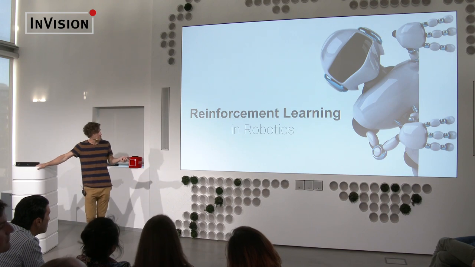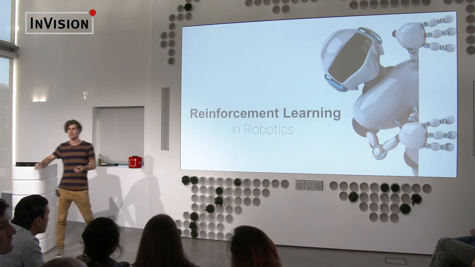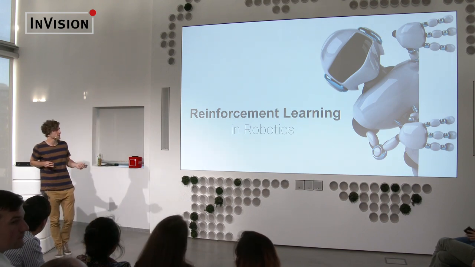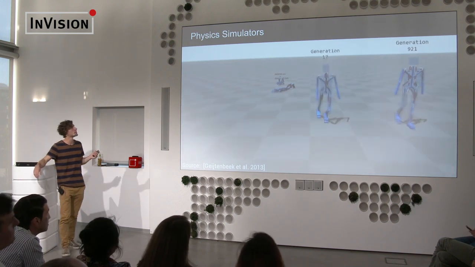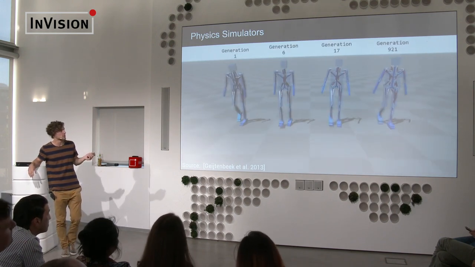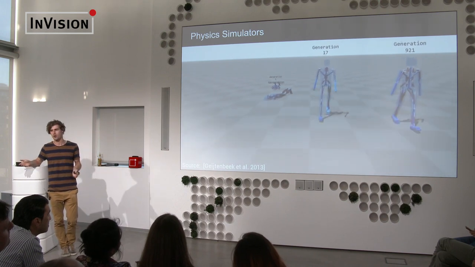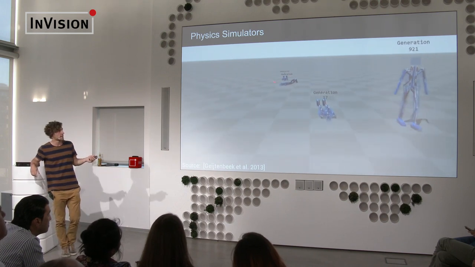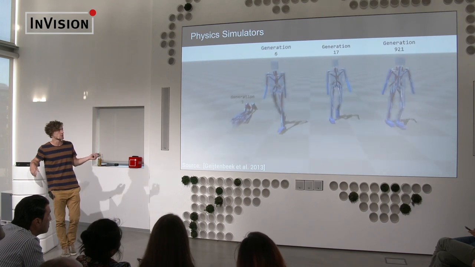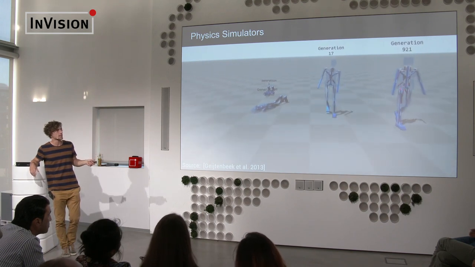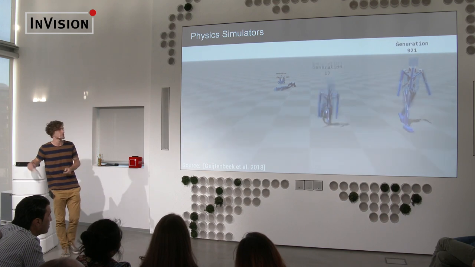So the main application area that I see right now that is going to emerge from reinforcement learning is in robotics. I'll go over this a little bit. What we're doing in our lab, for example, is running these simulations where we try to get a simulated robot to learn how to walk. You can see that if you're trained for one generation, it just falls over. But as you keep training it, it suddenly learns how to walk. It's kind of interesting.